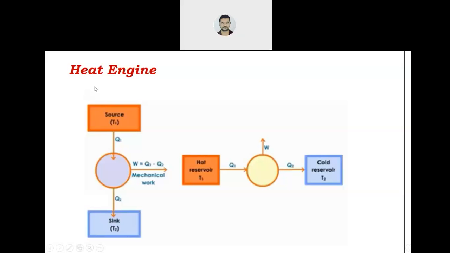Before going to the heat pump and refrigerator, first we see the heat engine. We already talked about the heat engine. There is one source at temperature T1 which is high temperature. There is one sink at low temperature T2. Now this is nothing but your system, the heat engine. It is absorbing Q1 amount of heat from the source and rejecting Q2 amount of heat while doing some amount of mechanical work W, and by energy balance you get W equals Q1 minus Q2.